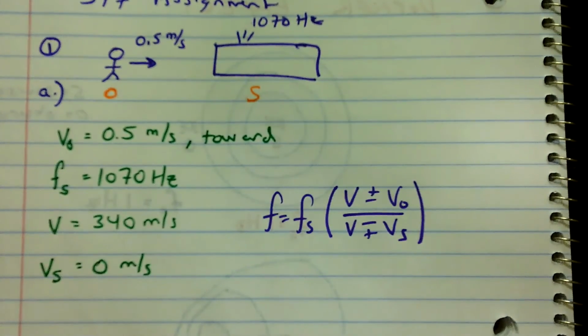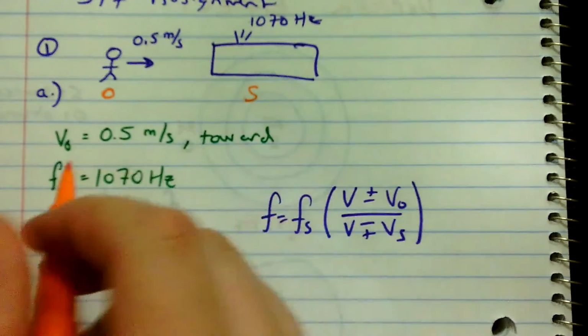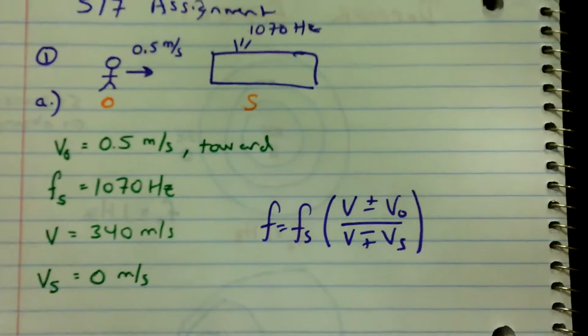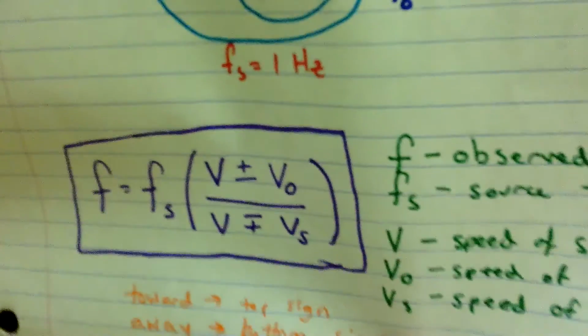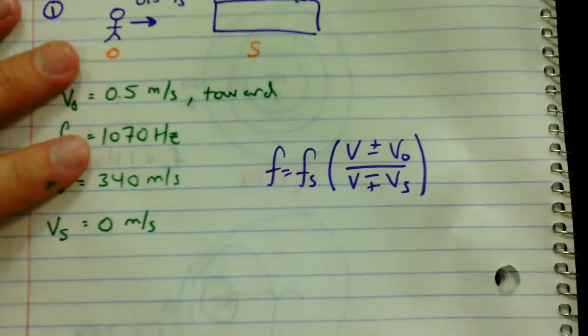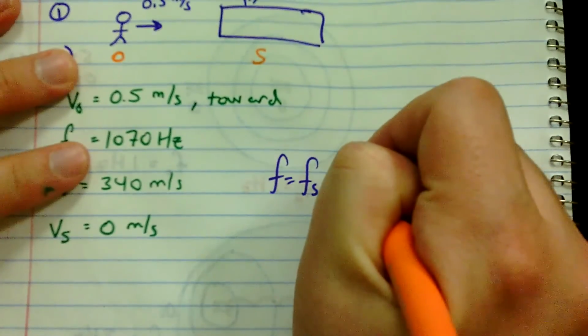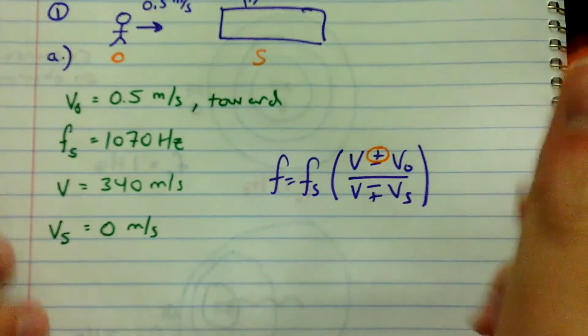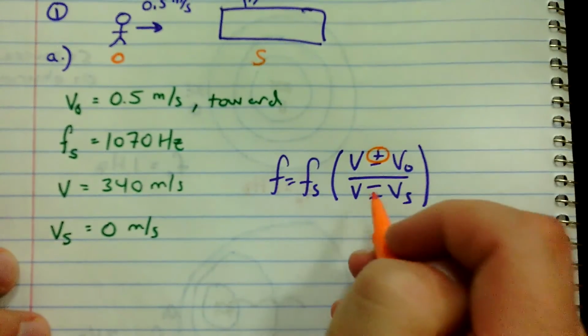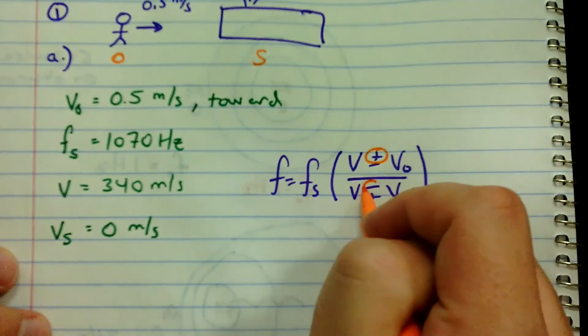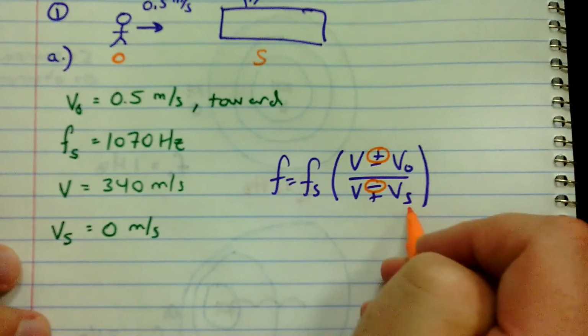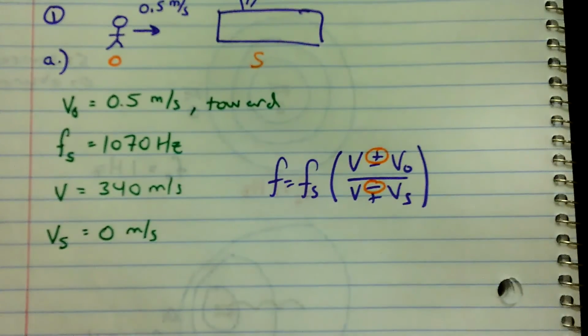So if the observer is going toward, that means we're going to use the top sign. That's what we said back here, right? If you're going toward, you use the top sign. In this case, I'm going to use the top sign up here for the observer. I'll probably just go ahead and use the top sign on the bottom as well. But for the source, if you do minus 0 or plus 0, it's the same.